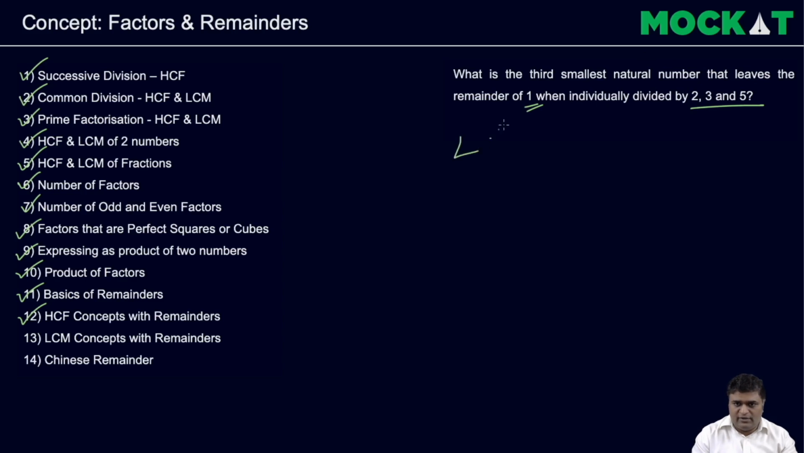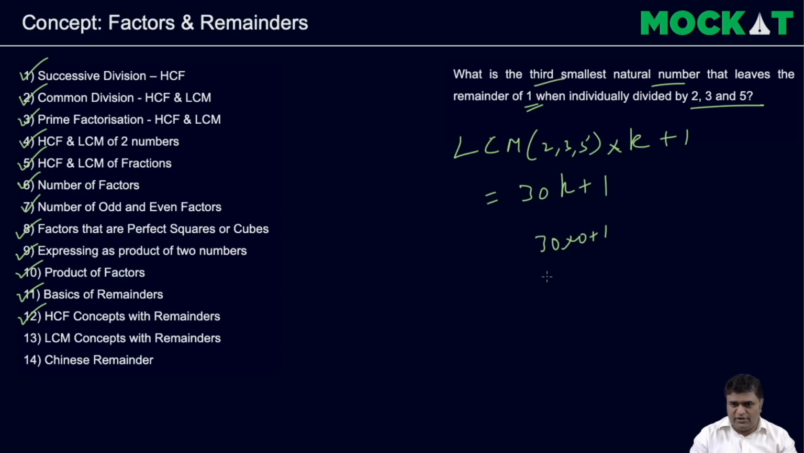Over here, if you have the same remainder, the number format is going to be the LCM of the divisors 2, 3 and 5, into k, plus the remainder, which was 1. The LCM of these is going to be 30. So 30k plus 1 is the number format. The smallest natural number would have been 30 into 0 plus 1. So that's the smallest. We are asked to find the third smallest. So 30 into 1 plus 1 is the next, and 30 into 2 plus 1 is going to be 61, which is your third smallest natural number.